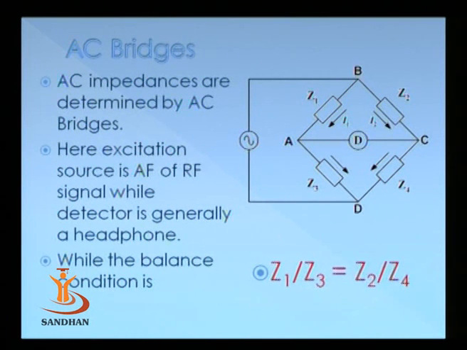The balance conditions are also almost the same, only thing is that resistance is replaced by reactance or impedance. That is, the condition is Z1 upon Z3, that is ratio of the impedance, is equal to the second ratio of the impedance Z2 upon Z4. Now this particular condition is defining the null condition where there is no AC signal passing through the intermediate detector, and in this condition we can say that the bridge is balanced.